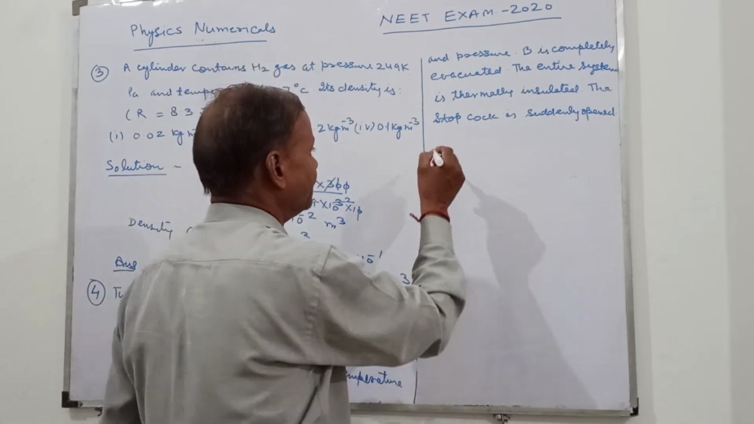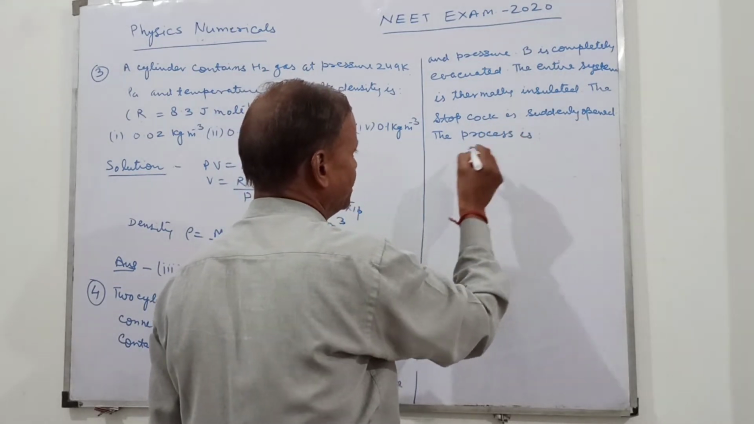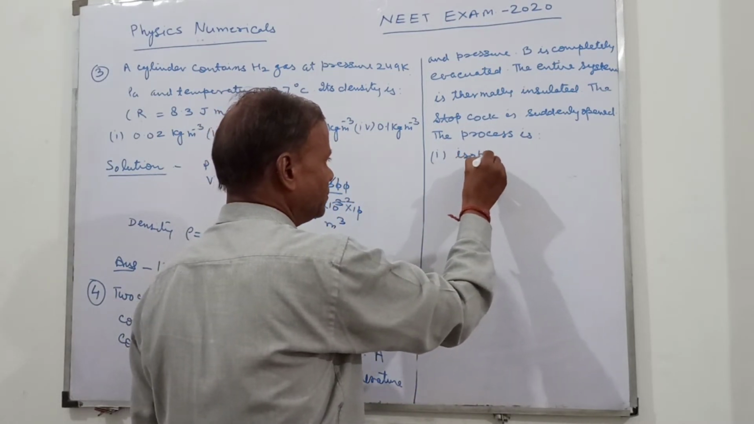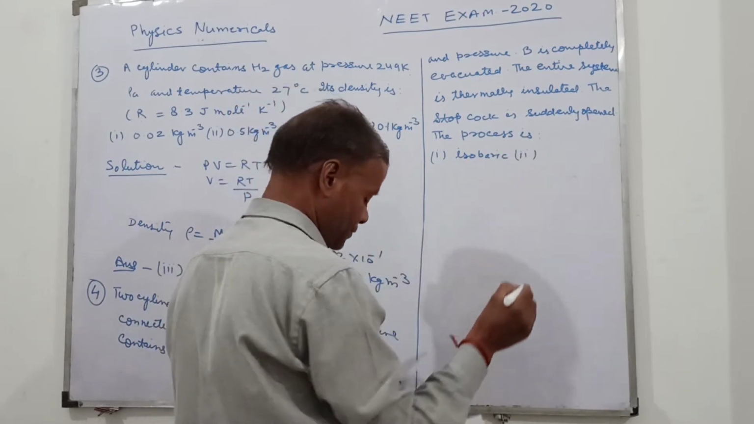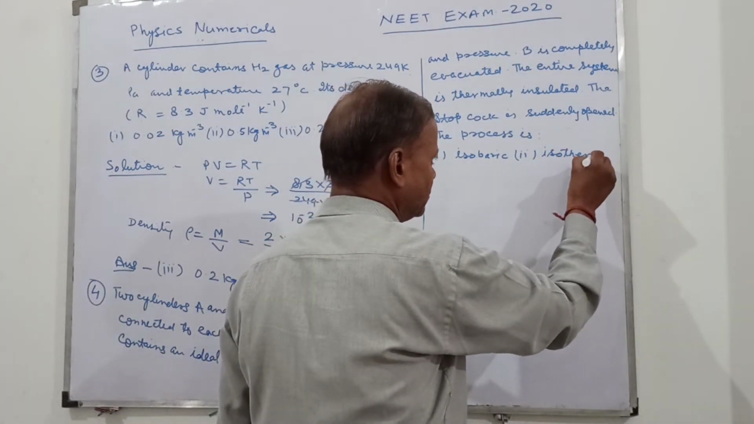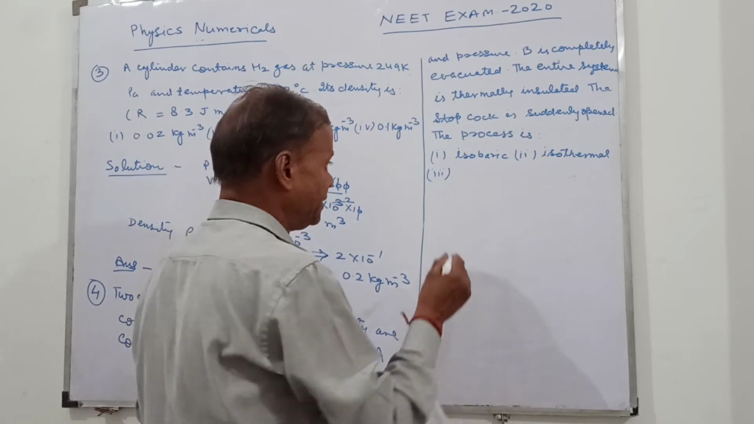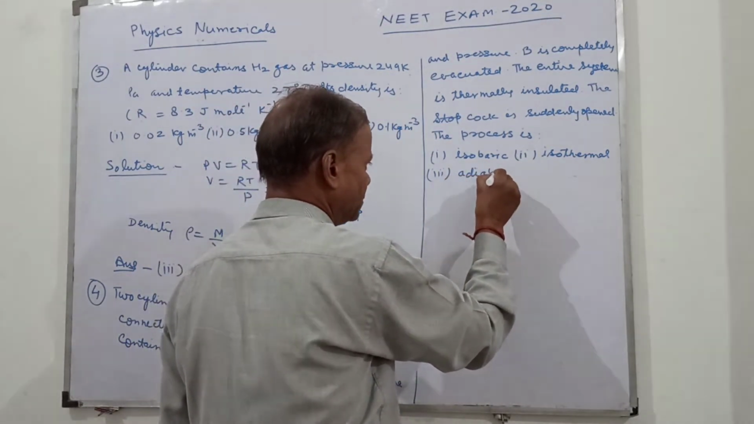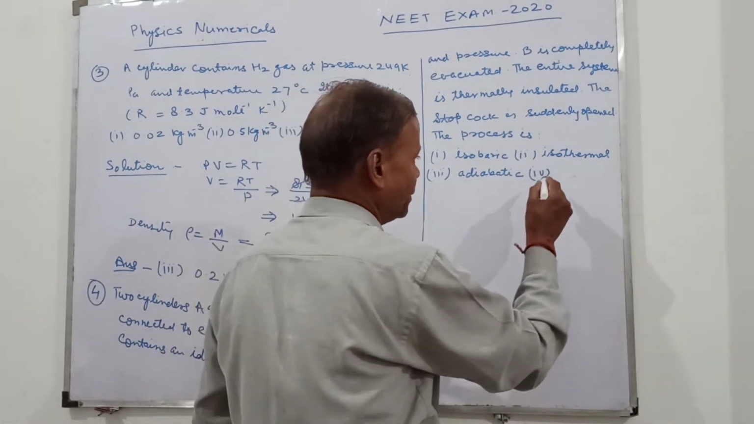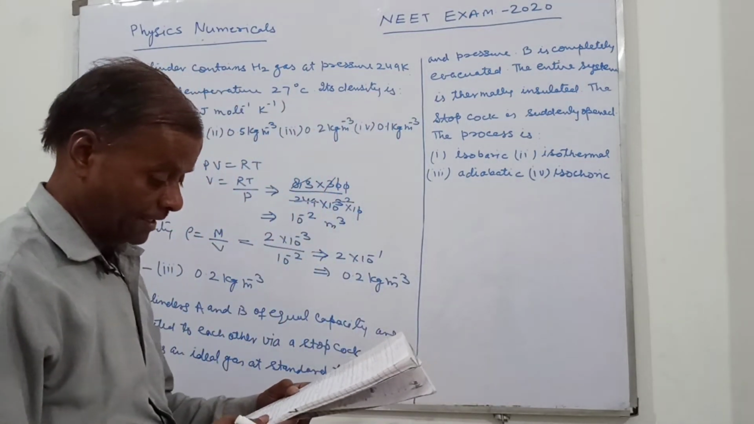The process is: number 1, isobaric; second, isothermal; third, adiabatic; and fourth, isochoric. We have to select the right answer.